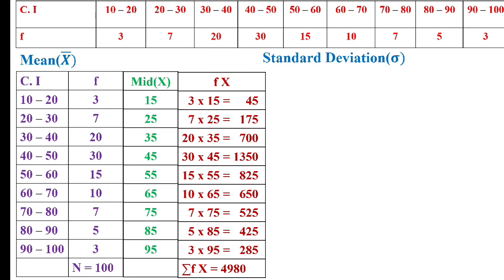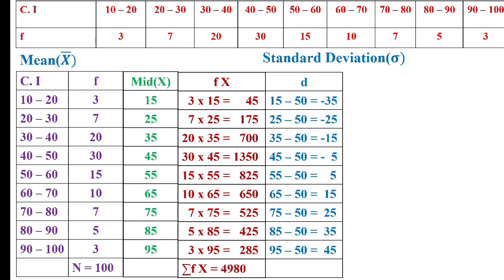Here we need to find the deviations. Deviation equals x minus x bar. How will you find x bar? Summation fx divided by n, that is 4980 divided by 100. So we'll get 49.8, then to zero decimal points we get 50. So that mean of 50 will be considered for finding the deviation.